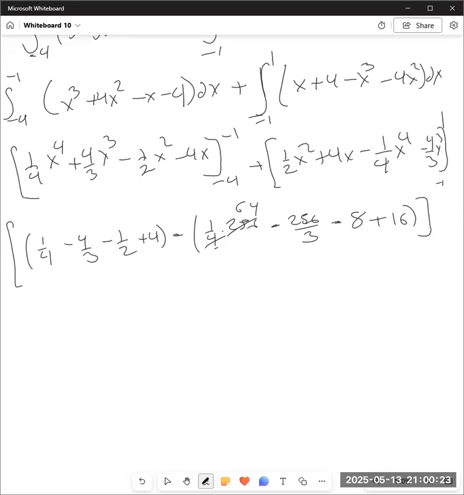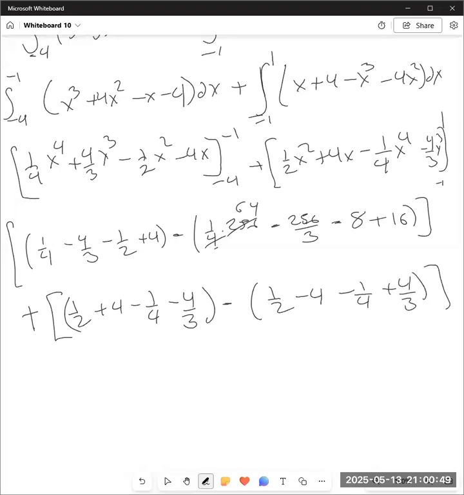And then that is plus, and then this is 1 for my upper limit. This is 1/2 plus 4 minus 1/4 minus 4/3, minus, and then stick in -1. It's going to be 1/2 minus 4 minus 1/4 plus 4/3. Okay, let's simplify each set of parentheses.